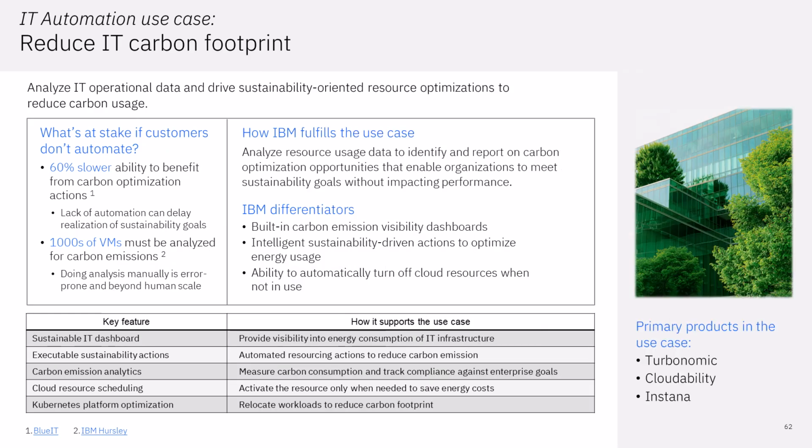The next use case is reducing IT carbon footprint. There are three products that are featured here. They are Turbonomic, Cloudability, and Instana. And the resources that we used to cite all the information here are Blue IT and then IBM's own Herzliya site.